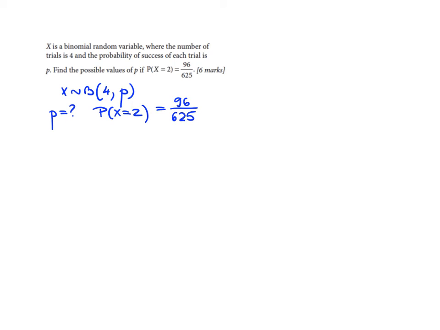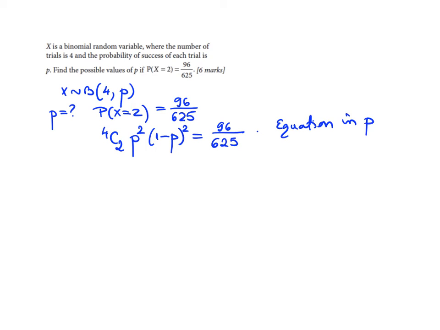Right, so I need to replace what's probability of x equals 2? 4 combination 2, probability of success to the power of 2, probability of failure to the power of 4 minus 2, so it's 2. It's 96 over 625. So what I have now is an equation in p that I need to solve. Well, it's a quartic equation, p to the power of 4, but maybe I can do some tricks to be able to solve it.